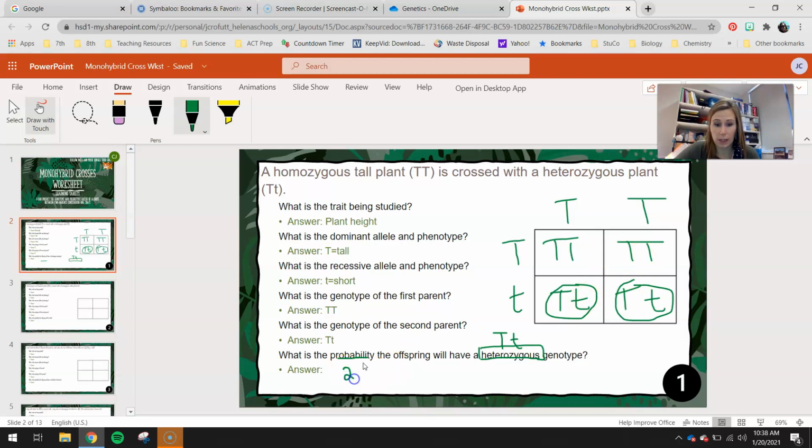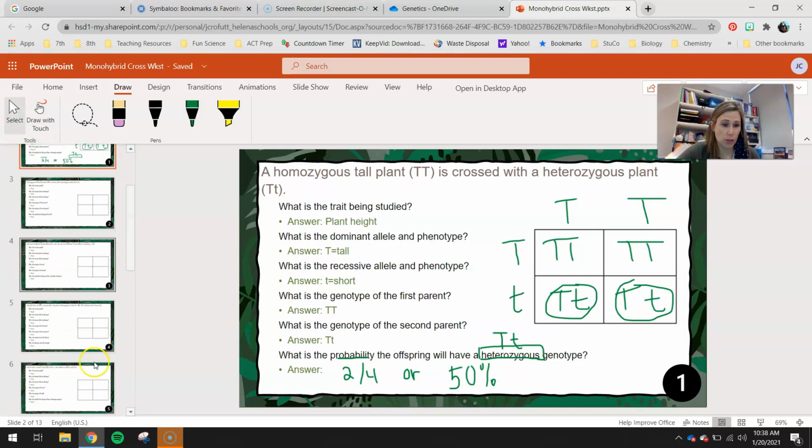Okay, so 2 out of 4. You could either answer 2 out of 4, you can type it or you can draw it. Or 2 out of 4 is 50%. It's 1/2. Okay, so 2 out of 4 or 50%. Either one of those are acceptable answers. You don't need to include both, but you can if you want. Okay, moving on, I'm going to do question 4 for you.